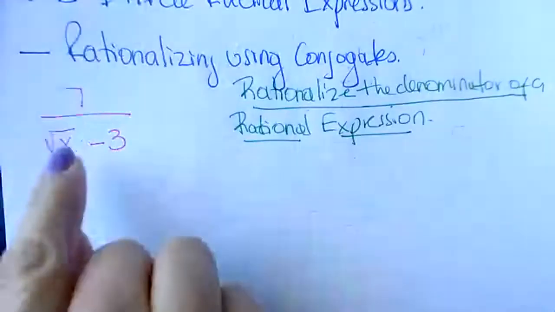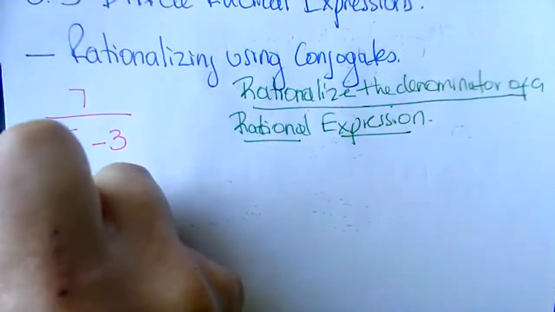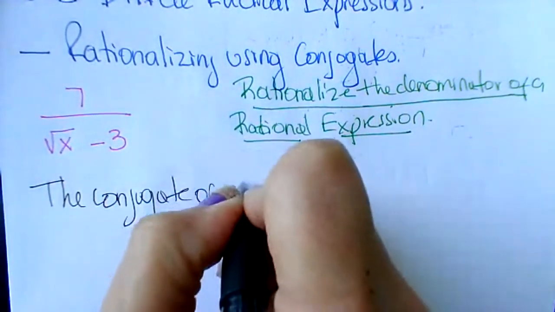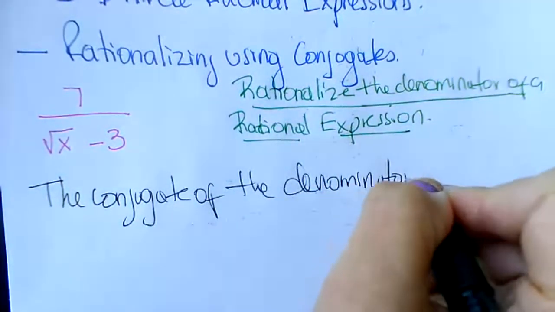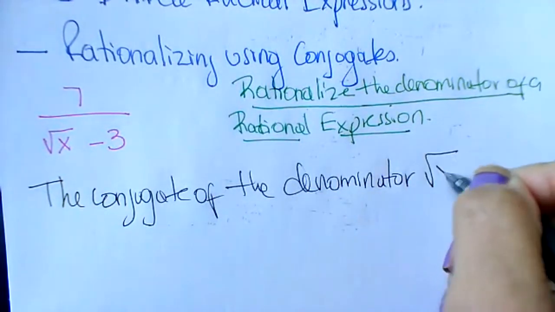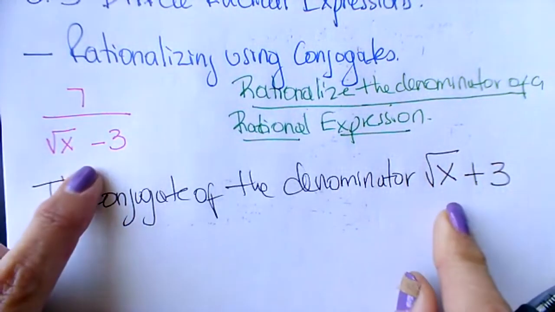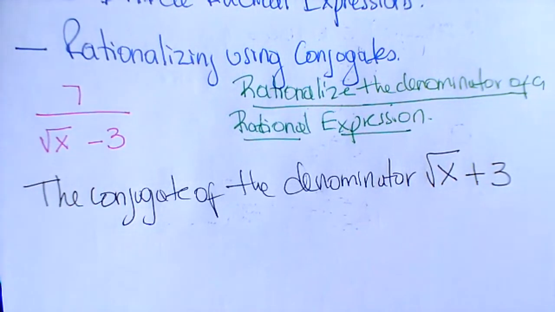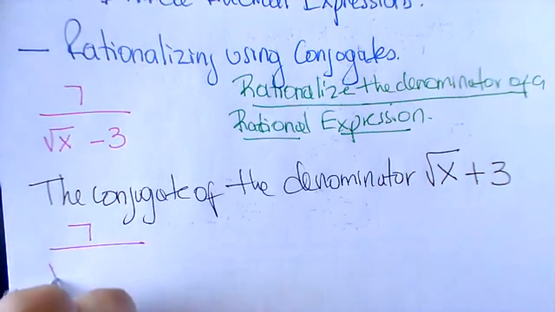So in this example, what is the conjugate of the denominator? The conjugate of the denominator is the square root of x plus 3. Remember we said the conjugate is exactly the same but with opposite signs. All right? Let me write it in here.